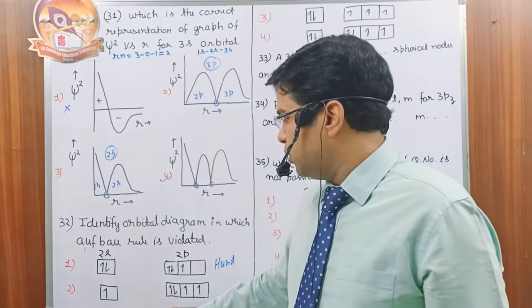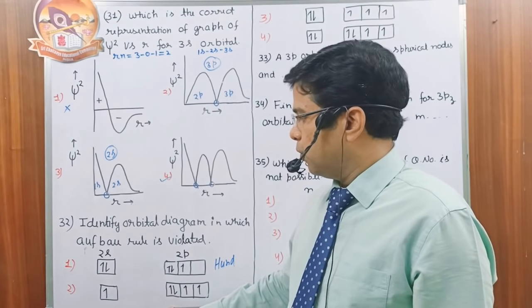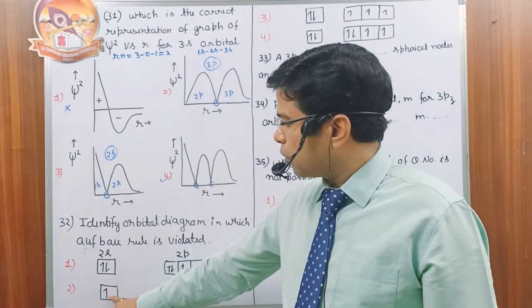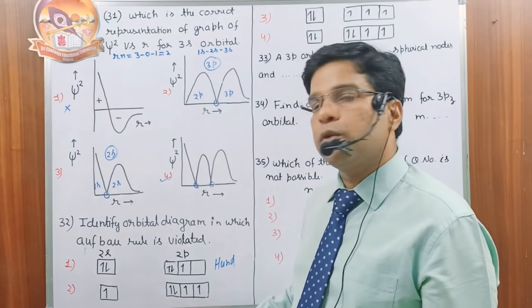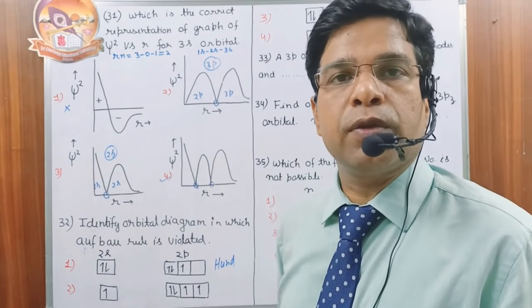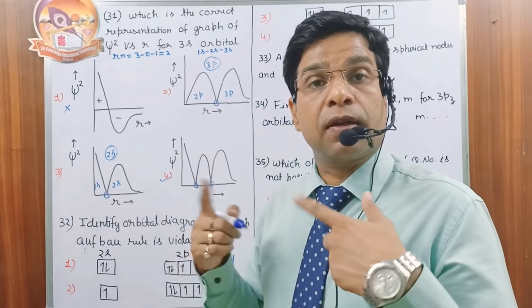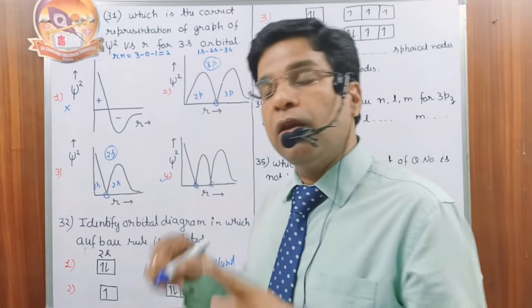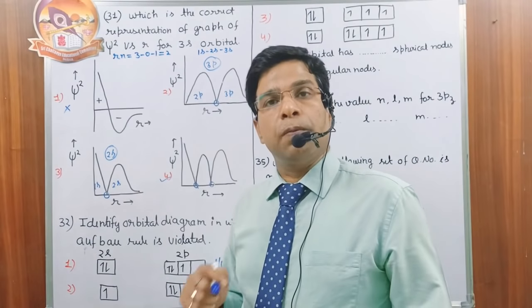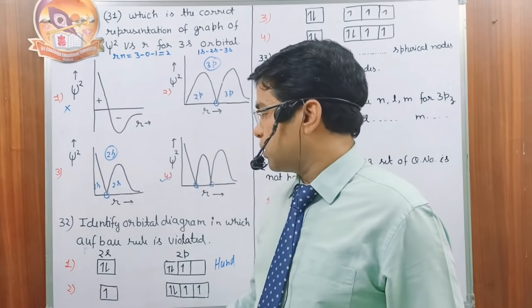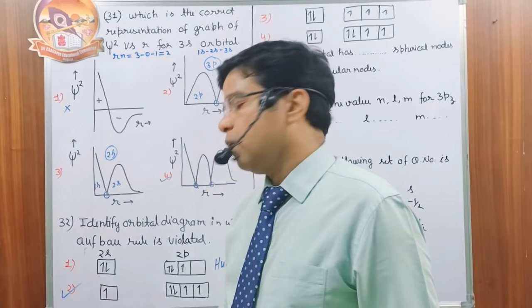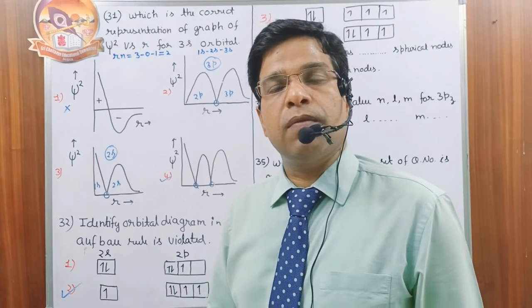Now you see in the second option, without filling the 2 electrons in the 2s, electron enters in the 2p, which is not valid according to the Aufbau principle. According to the Aufbau principle, first we have to add the electron in the 2s. After the completion of the 2s subshell, we can fill the electron in the 2p subshell. So in the second option we have the violation of the Aufbau principle, which is the correct answer.